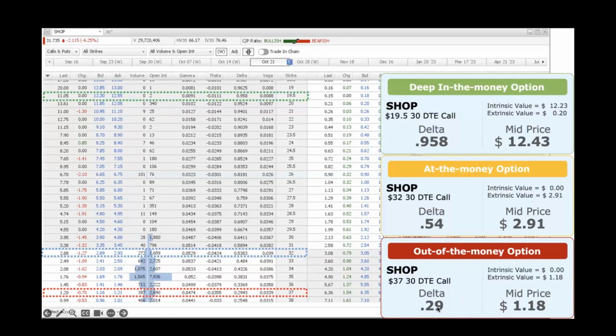So you can see how this is closer to its destination, how the deltas increase. And you can also see that right here is delta on the options chain as it goes up, as the option moves deeper in the money.